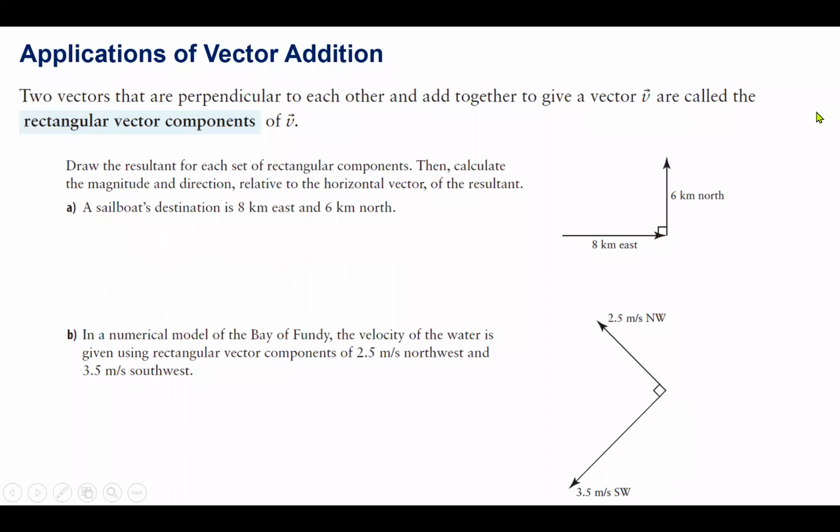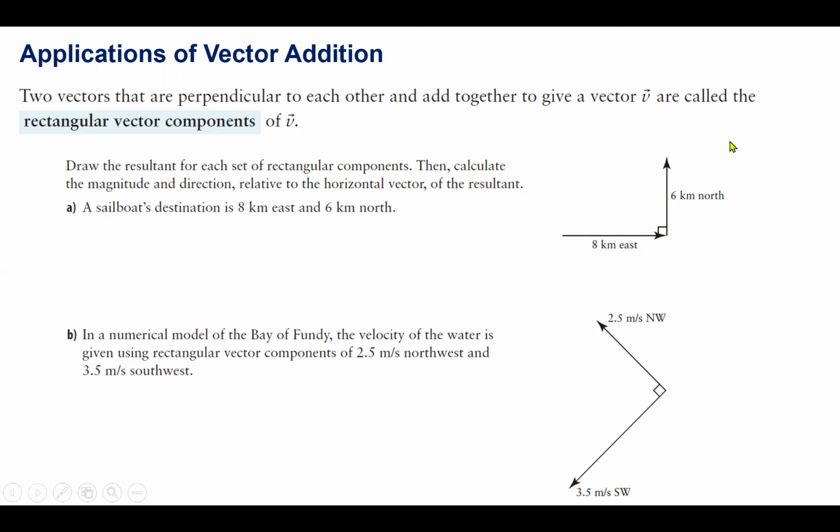Okay, now first let's have a look at the applications of vector addition. Two vectors that are perpendicular to each other and add together to give a vector v are called the rectangular vector components of v. So let's have a look at the two examples here. Draw the resultant for each set of rectangular components. Then calculate the magnitude and direction relative to the horizontal vector of the resultant.